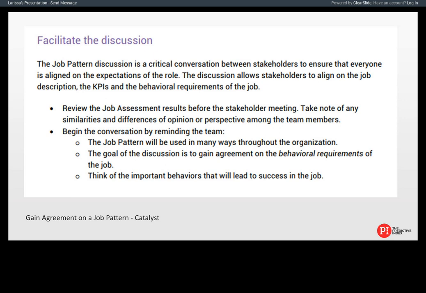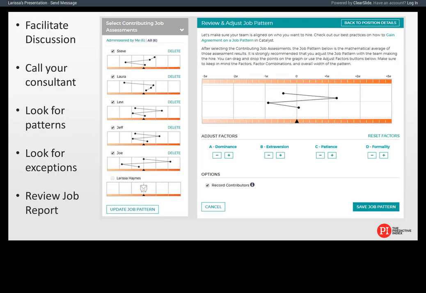What you would want to do is just review the job assessment results before that stakeholder meeting. If you've been trained, take any notes on what are some similarities and differences. All right, now I'm going to go to the next screen so you can actually see what I mean. This is a mock one that we've done here, and I'm actually going to go into the system quickly after we look at this.